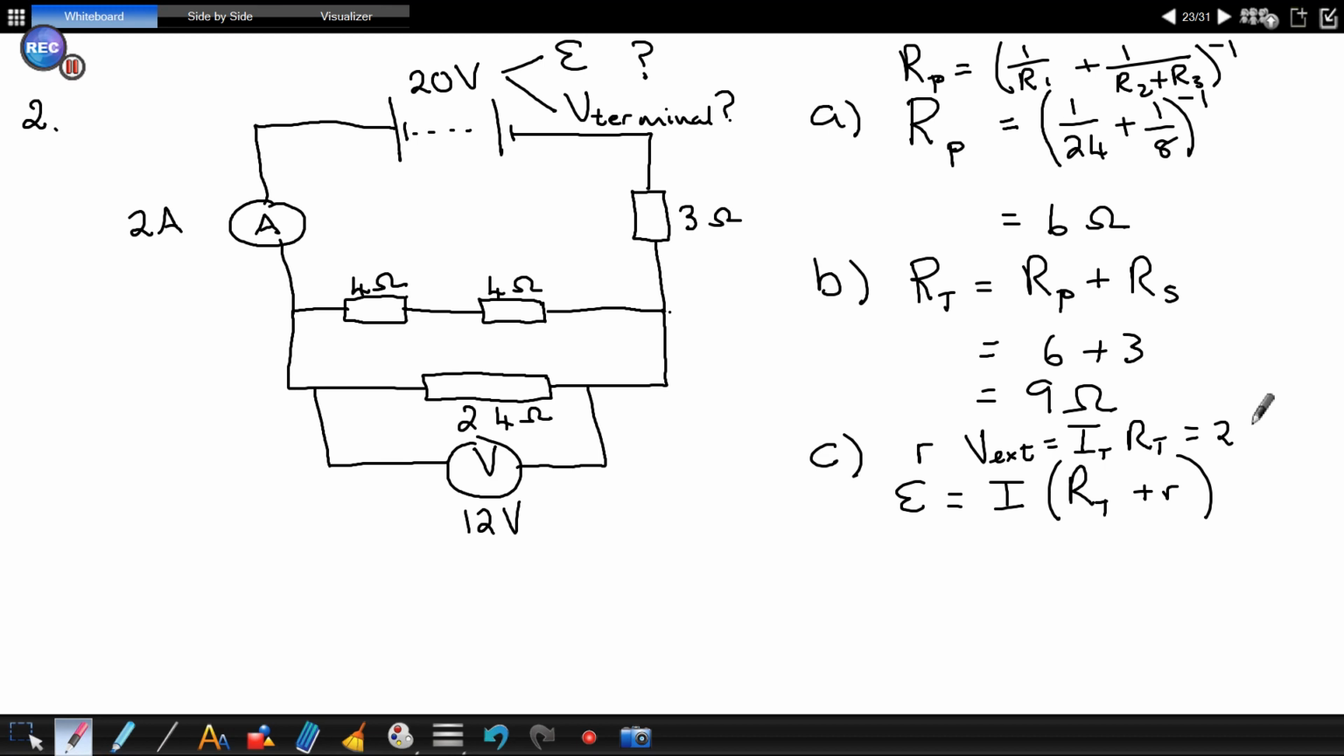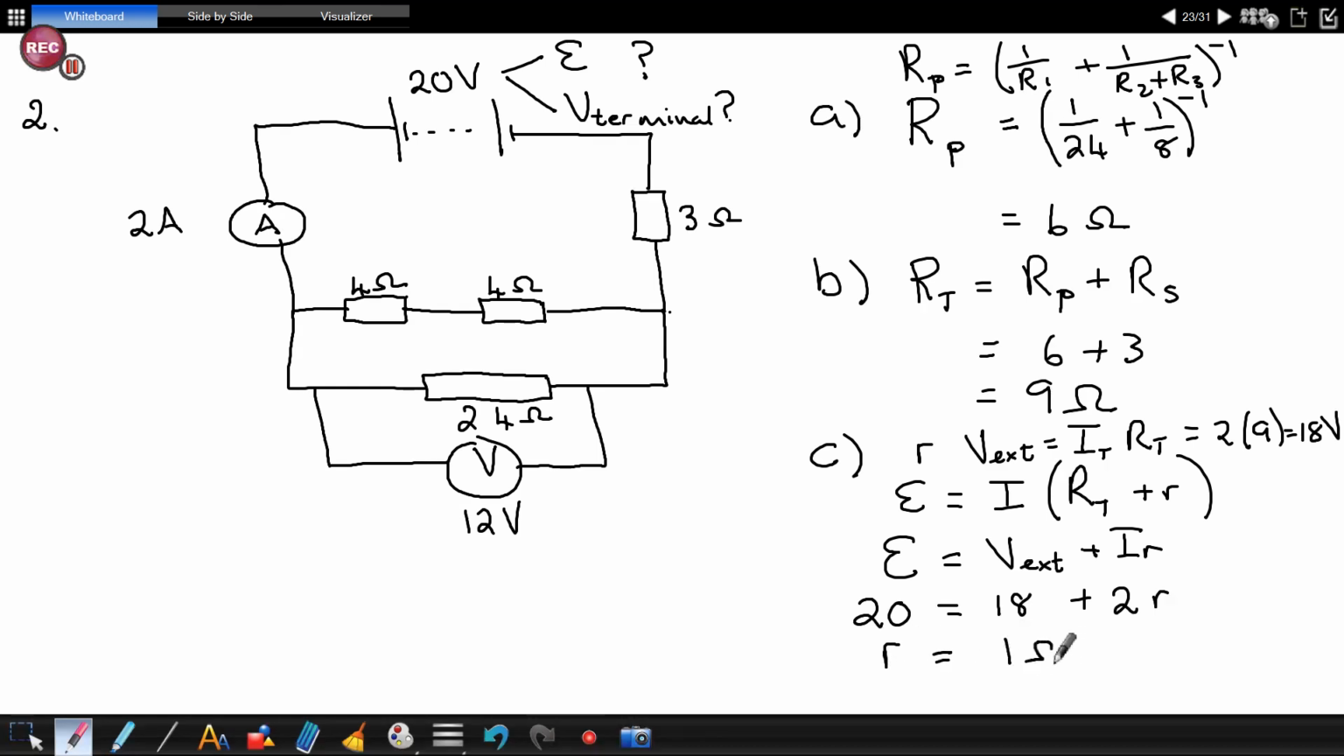Which is 2 times 9, which is 18 volts. So I'm going to change this equation, use E equals V external plus IR. That will make more sense to me. Are you happy with me doing that? You can't guess that the 20 is the EMF. Now I know that is the EMF. The 18 volts is the external voltage. The current is 2 and R is that. I think your little r works out to be 1 ohm.